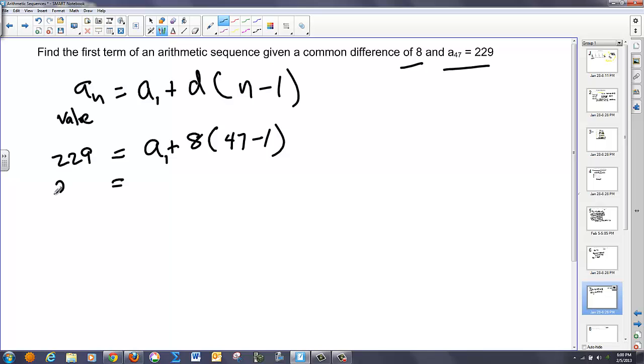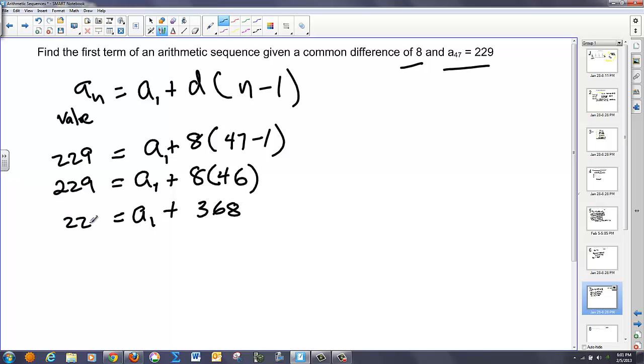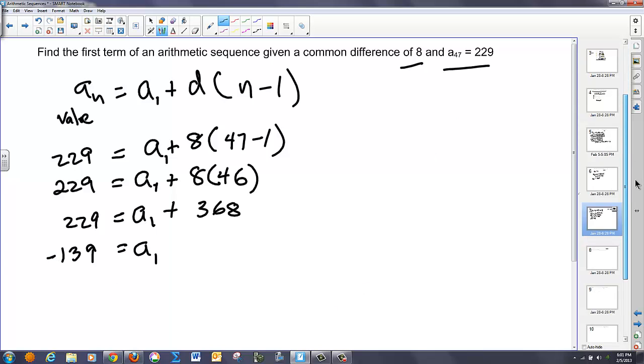Now I just grind this out. I have 229. It's equal to the first term plus 8 times 46. And 8 times 46 is 368. So therefore the first term is negative 139. Let's move to that next example.